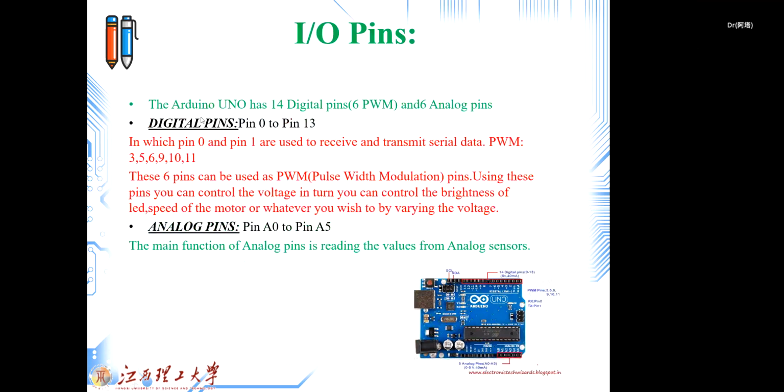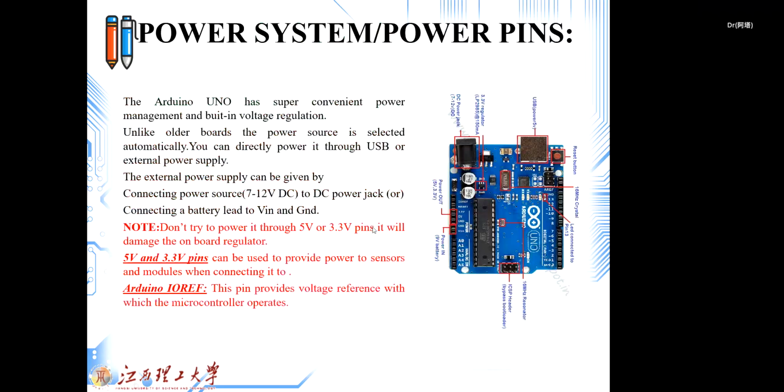And IO pins number, as we know, pin number 0 to 13. These are the digital pins and some PWM pins that we have. And as you can already see the sign there, I mean pin number 3, 5, 6, 9, 10, and 11. 6 analog pins from pin number A0 to A5 that we have.